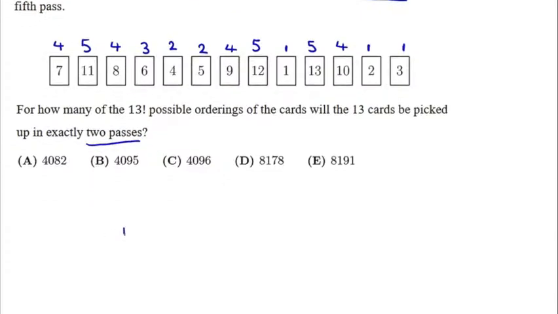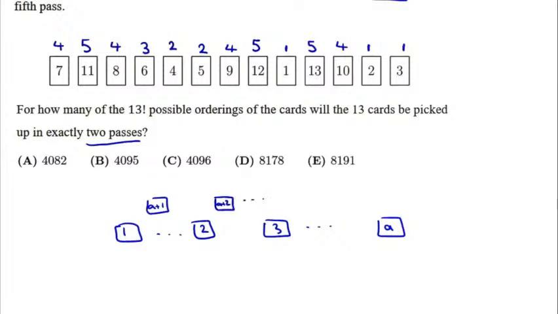You start from 1, you select 1. Then, for example, you select 2, and there are some cards between them. You select 3, up to, for example, you select A. Then here, A plus 1 is not on the right. You stop here, in the first pass. A plus 1 can be any place here, for example, maybe it is here, A plus 1, A plus 2, and up to the last one, which is 13.